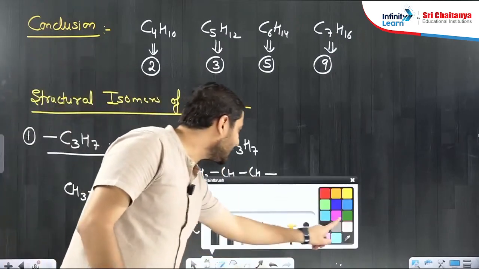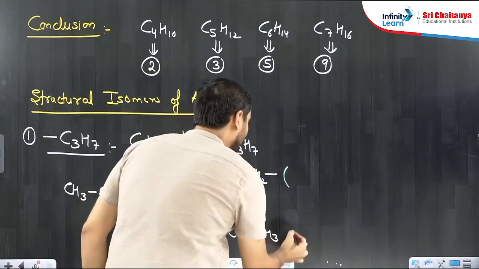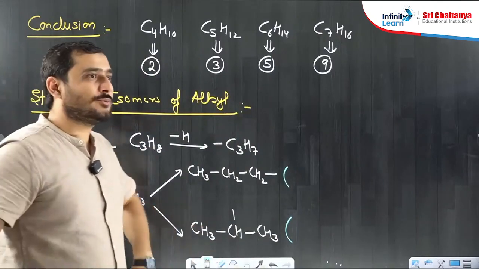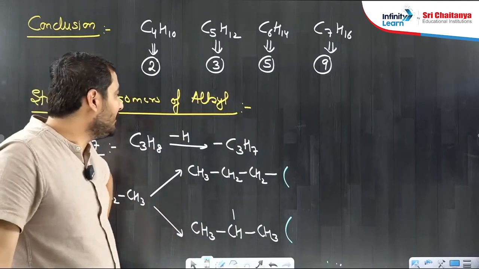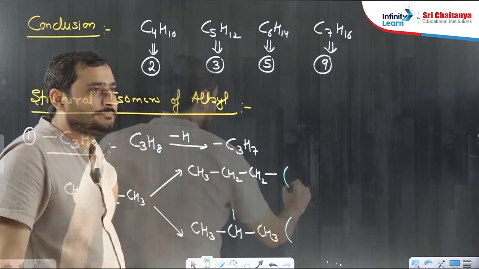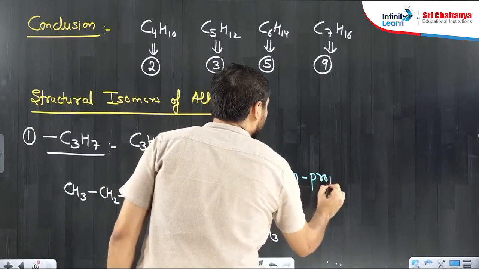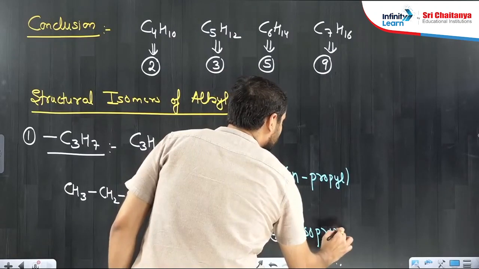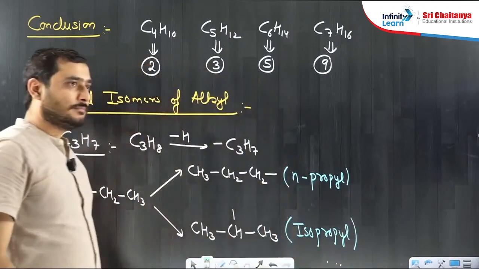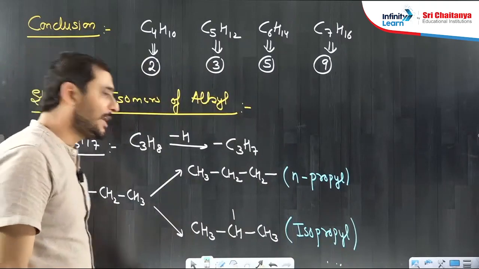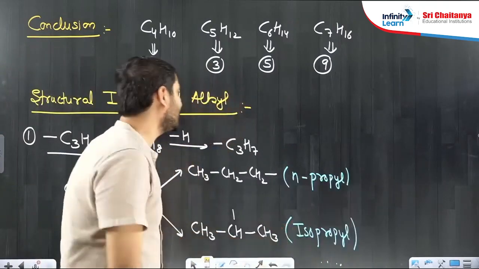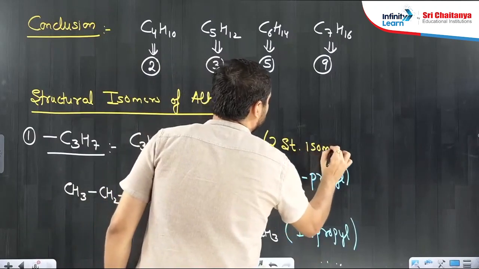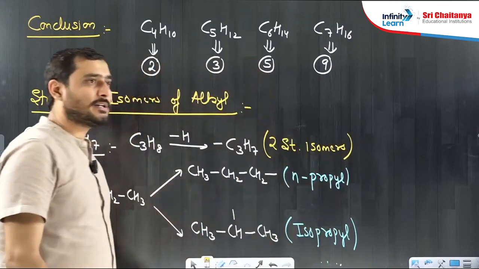Now students, you have to tell what is common name for first alkyl group and what is common name for second alkyl group. We have written common names for alkyl group. Now tell me name of first alkyl group. First one is normal propyl and second one is called isopropyl. Clear? So if they ask how many structural isomers of C3H7 are possible, 2 structural isomers are possible.